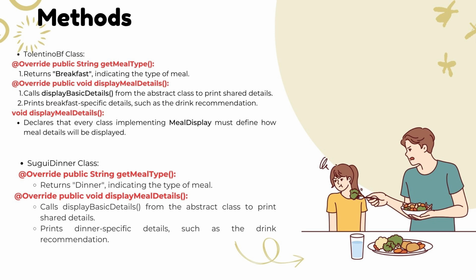Based on their type. Then the display meal details method is another important part of the Tolentino BF class. This method is also overridden from the meal display interface. First, it calls the display basic details method from the Christine Miliera meal plan abstract class. This method is responsible for printing shared details about the meal, such as the main course and side dish.